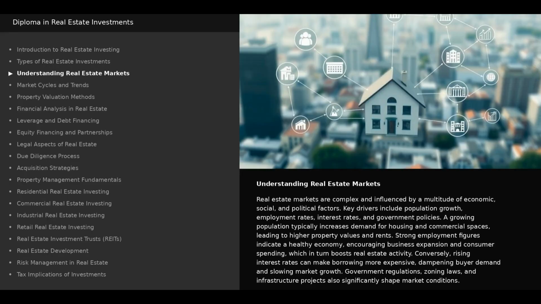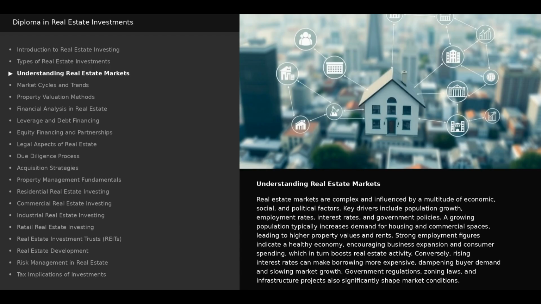Understanding real estate markets. Real estate markets are complex and influenced by a multitude of economic, social, and political factors. Key drivers include population growth, employment rates, interest rates, and government policies. A growing population typically increases demand for housing and commercial spaces, leading to higher property values and rents.